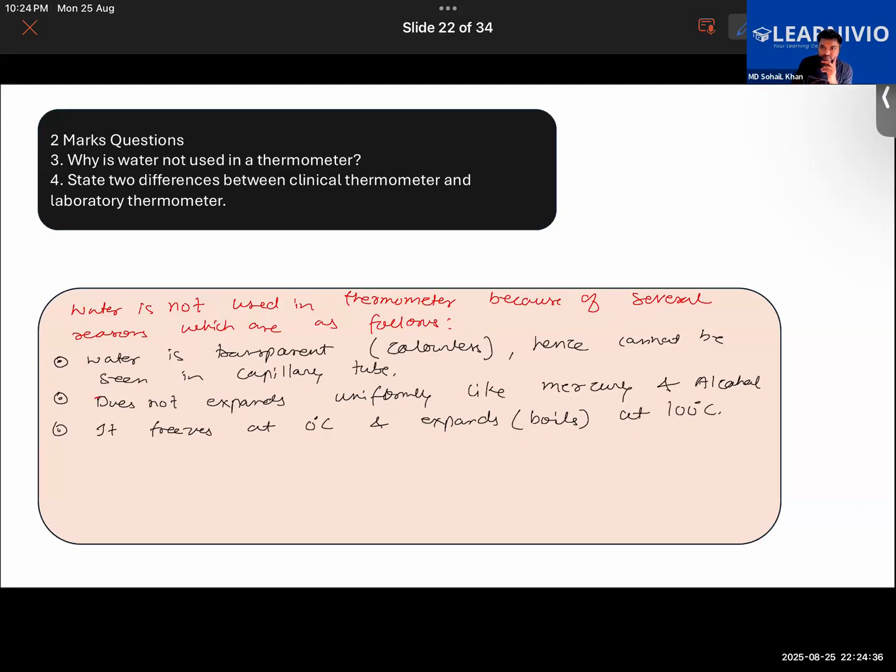Salman, am I not audible to you? Turn your camera on. Answer the fourth question. Two main differences are there. Answer while keeping your camera on. Turn your camera on and then answer.